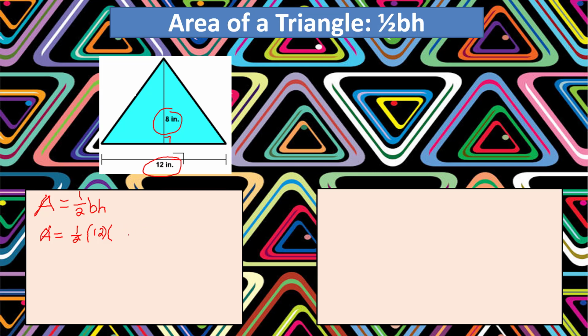So the height of this particular triangle is now 8. And so we can clean this problem up. 1/2 of 12 is 6 times 8 is 48. So the area is equal to 48 inches squared. And that brings us on to the next problem.